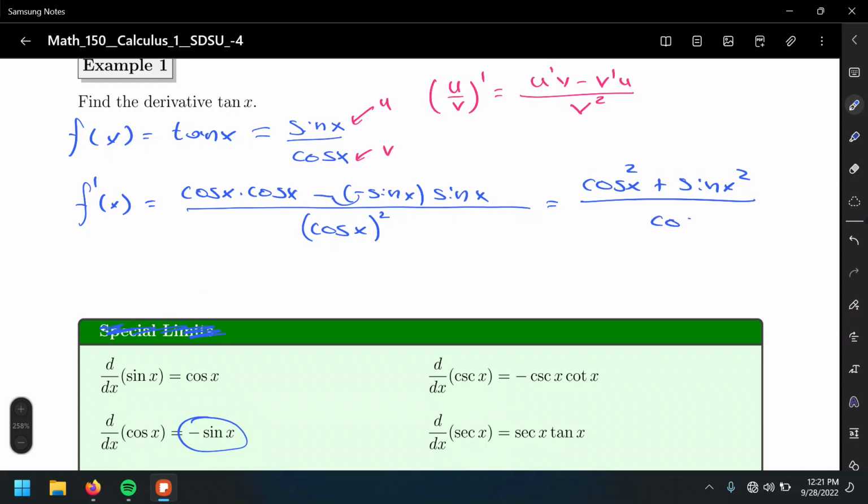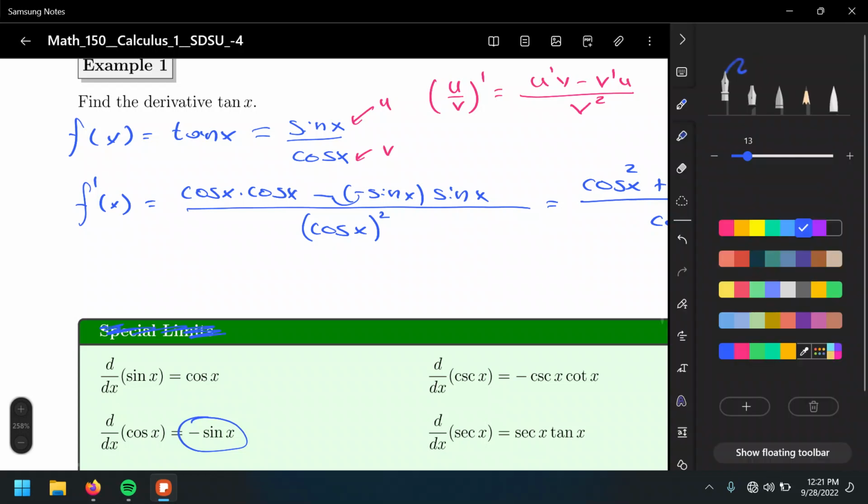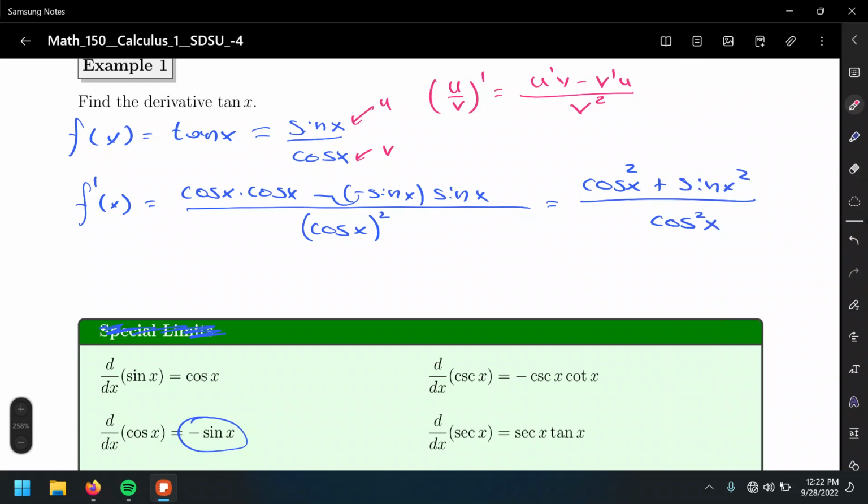This is going to be cosine squared x. And well, let's simplify this. What do we know about the numerator? What's cosine squared plus sine squared equal to? Isn't that an identity? And that equals 1.